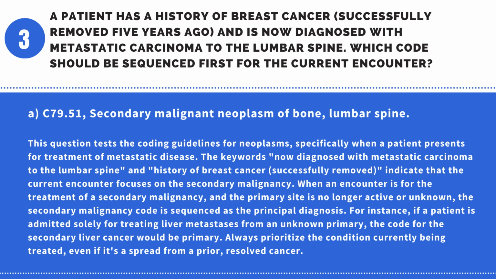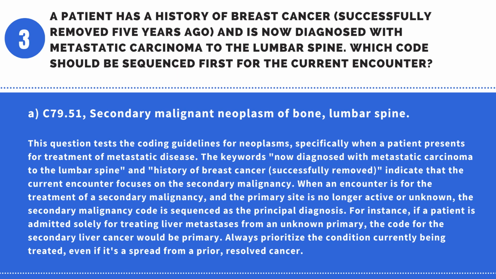This question tests the coding guidelines for neoplasms, specifically when a patient presents for treatment of metastatic disease. The keywords now diagnosed with metastatic carcinoma to the lumbar spine and history of breast cancer, successfully removed, indicate that the current encounter focuses on the secondary malignancy. When an encounter is for the treatment of a secondary malignancy and the primary site is no longer active or unknown, the secondary malignancy code is sequenced as the principal diagnosis.